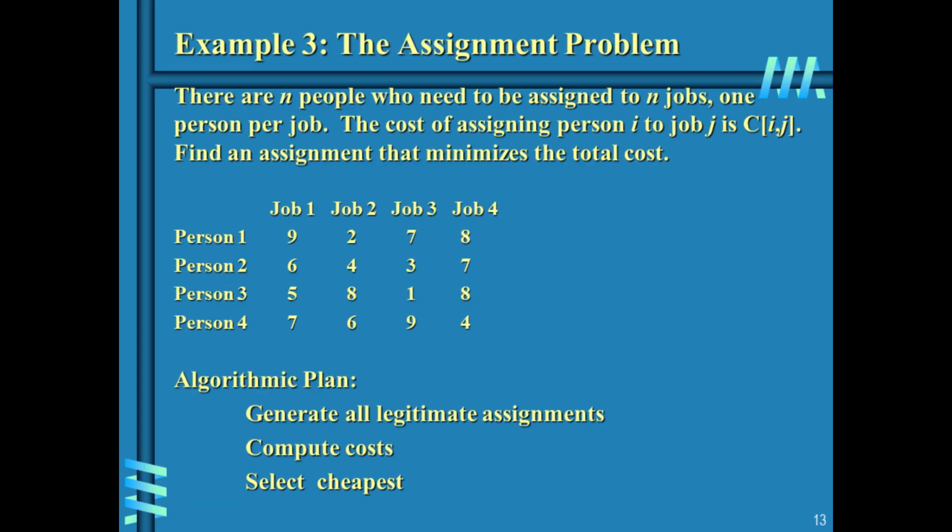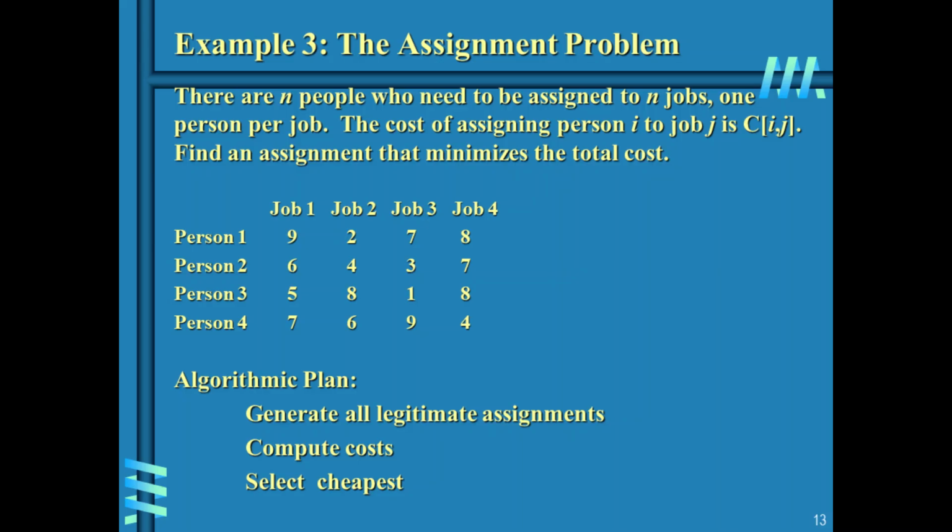Coming to the next problem, which is nothing but the assignment problem. So what is the assignment problem? There are n people who need to be assigned to n jobs, one person per job. The cost of assigning person i to job j is C of i, j. The task is to find an assignment that minimizes the total cost.